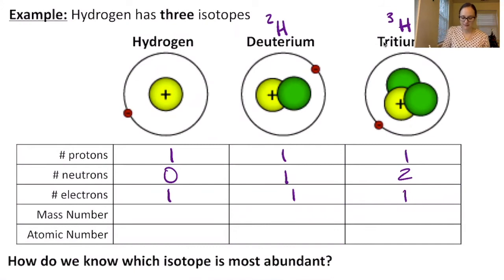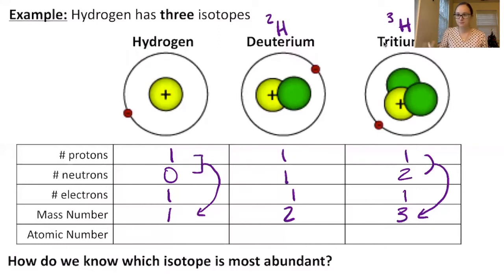Okay, and so now let's look at our mass number. So our mass number is when you add together our protons and neutrons. So for hydrogen, it is 1. Deuterium, it would be 2. And tritium, it would be 3. Again, because we're adding together these 2 numbers.